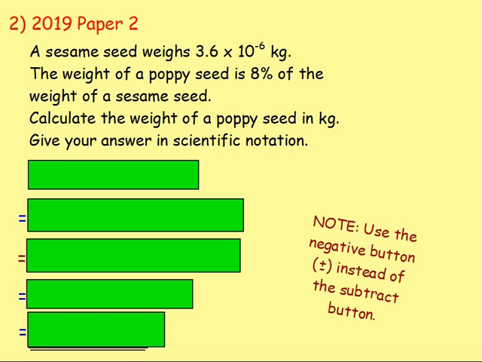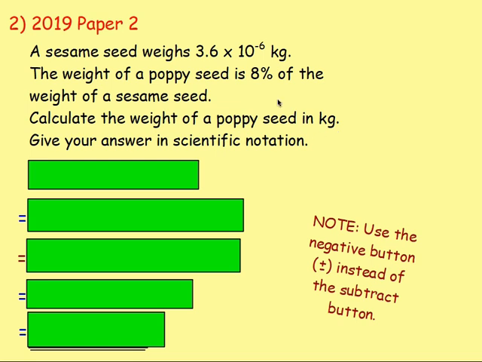A sesame seed weighs 3.6 times 10 to the power of negative 6 kilograms. The weight of a poppy seed is 8% of the weight of a sesame seed. Calculate the weight of a poppy seed in kilograms. Huh? What? If you're unsure about it, just read it back. Read it slowly, read it again. But give your answer in scientific notation.